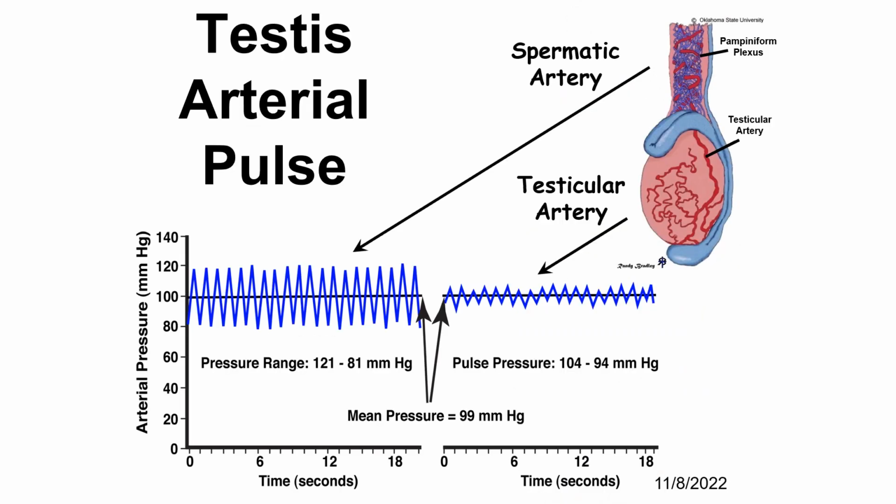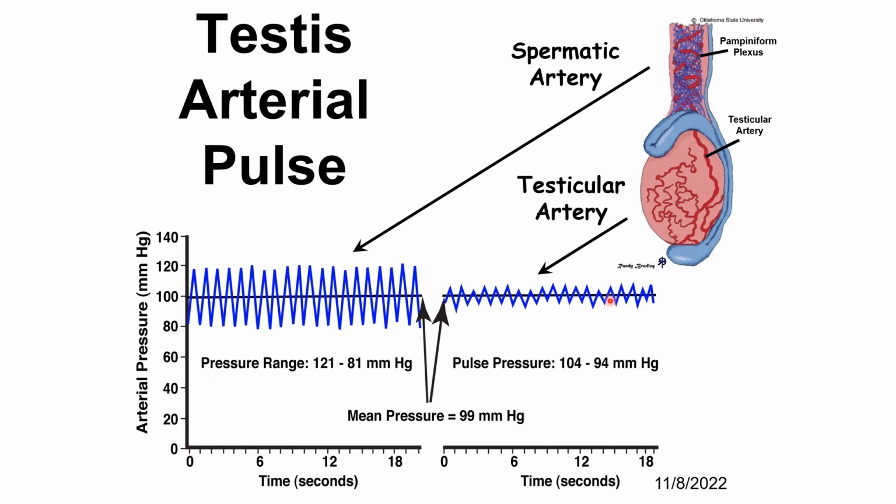One of the roles of the pampiniform plexus is that it influences the arterial pulse of the testes. This diagram shows the measurement of the arterial pulse of the testes in the spermatic artery and in the testicular artery. This portion here on the left side is a measurement of the pulse in the spermatic artery, and this portion here is the measurement in the testicular artery. The y-axis is the arterial pressure in mmHg, and the x-axis is the time.